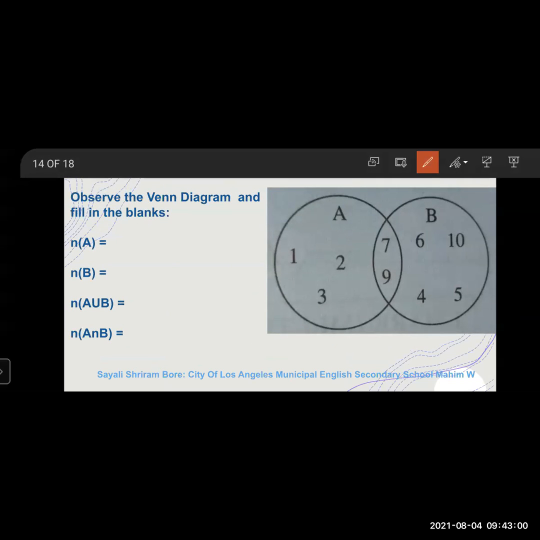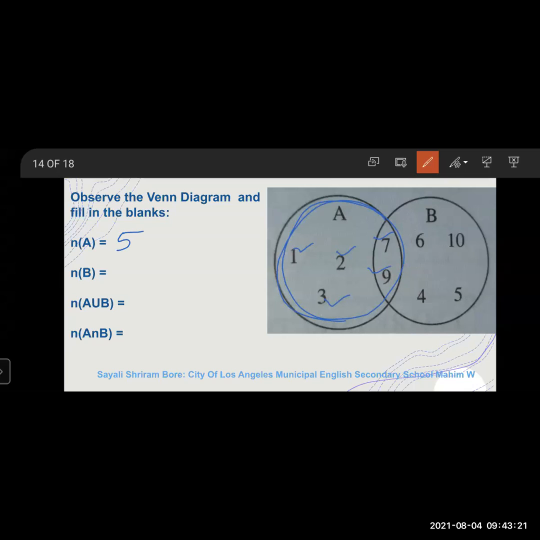Okay, observe the Venn diagram. This type of question can also come. A Venn diagram will be given and you have to find out the number of elements present in that set. Now here, N of A. In this set A, how many elements are there? 1, 2, 3, 4 and 5. So simply write 5. Okay, count the number of elements.